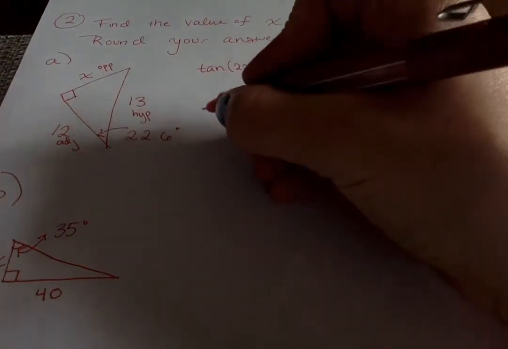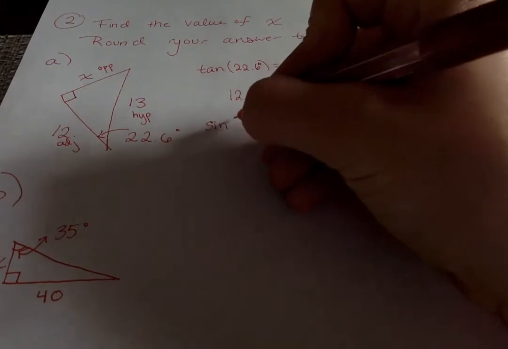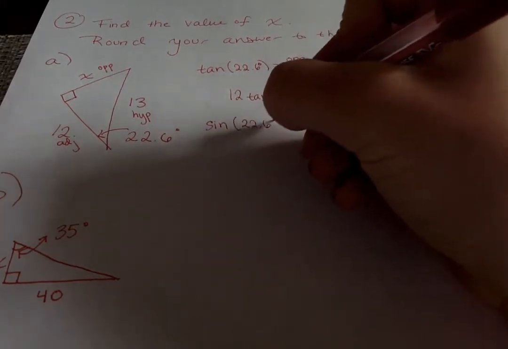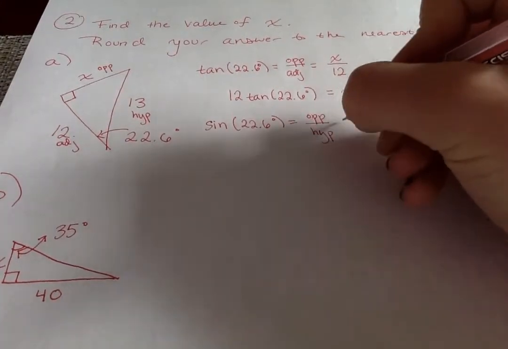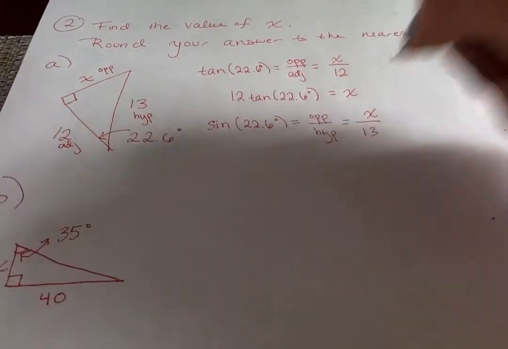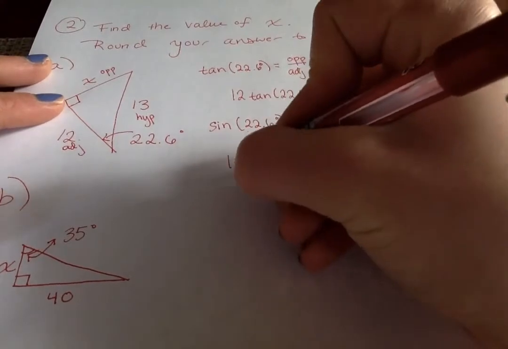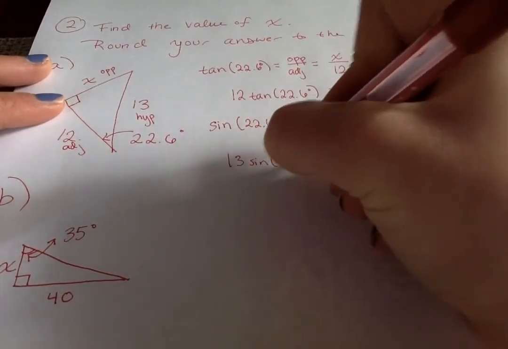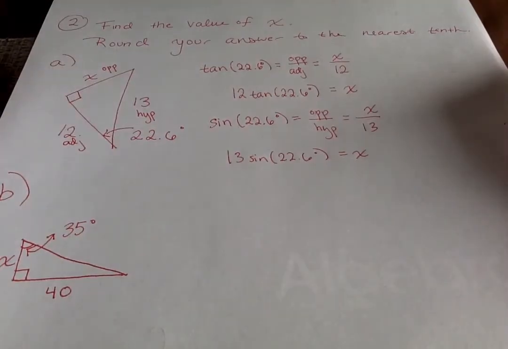The other way I could solve this is I could say that sine of 22.6 degrees equals opposite over hypotenuse. And the opposite leg is x, the hypotenuse is 13. And then I could multiply both sides by 13 to get 13 sine of 22.6 degrees is equal to x. So we should get the same thing for both of those answers.